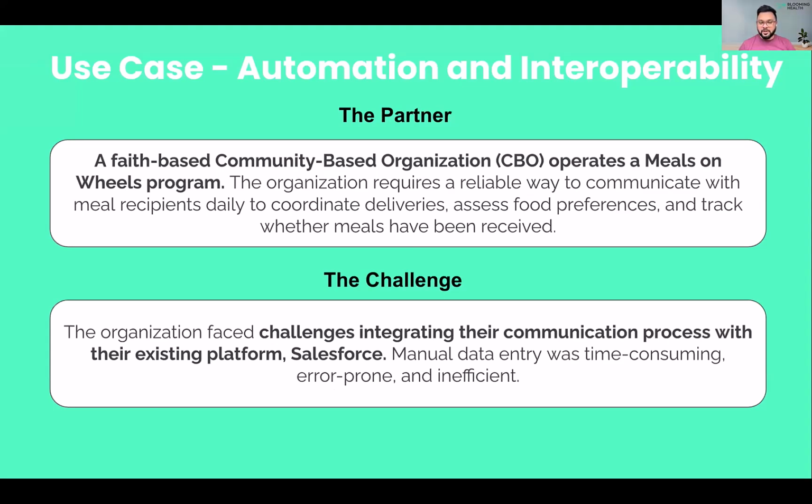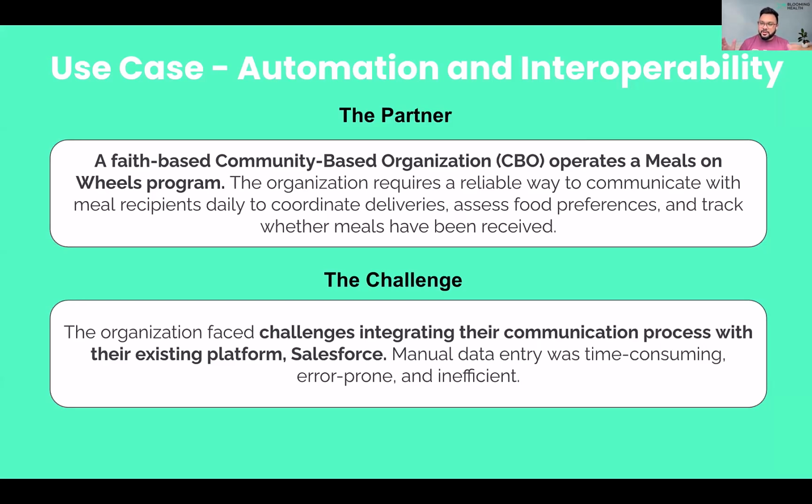Thanks, Salman. Now let's take a look at how automation and interoperability together work in terms of driving efficiency. This is from a faith-based, community-based organization that runs our Meals on Wheels program. Their activities primarily involve coordinating the meal deliveries, whether the person needs a meal delivery or not, tracking their responses, when they need the meal deliveries, and then also ensuring whether the meals were delivered and whether they were satisfactory or not.